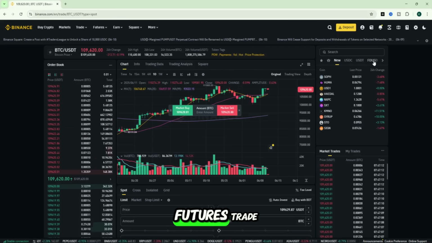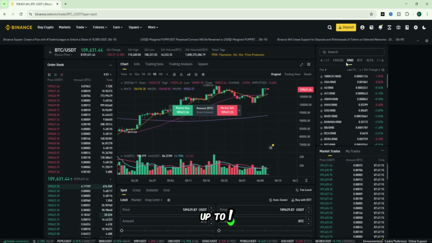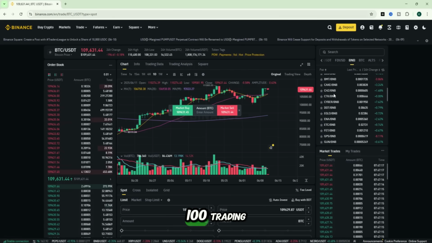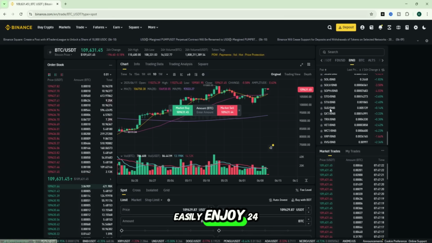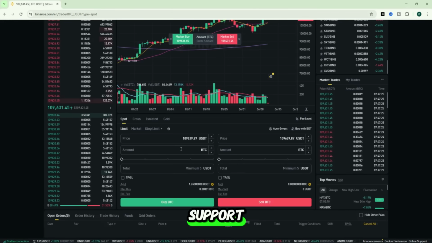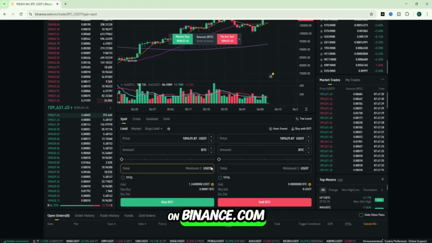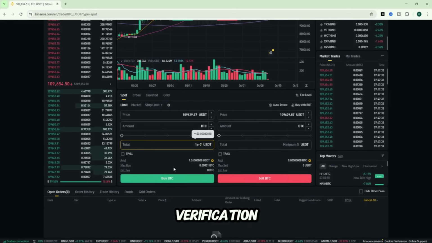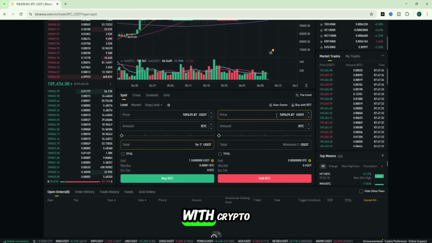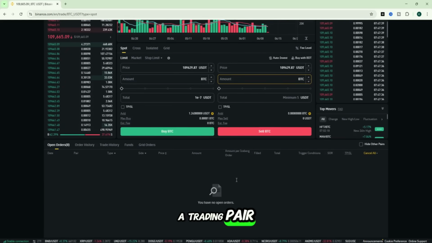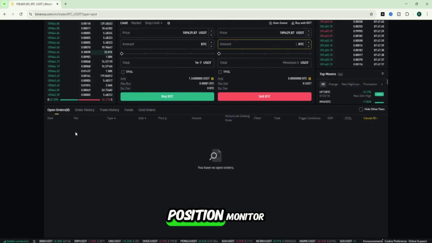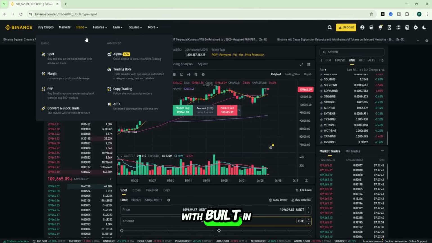Benefits of Binance Futures: trade with leverage up to 125x, access over 100 trading pairs, use risk management tools easily, enjoy 24/7 customer support. Getting started on Binance Futures: create an account on Binance.com. Complete identity verification. Fund your wallet with crypto or fiat. Then, go to the Futures section and select a trading pair. Set your leverage and open a position. Monitor the market with built-in charting tools and manage your risks smartly.